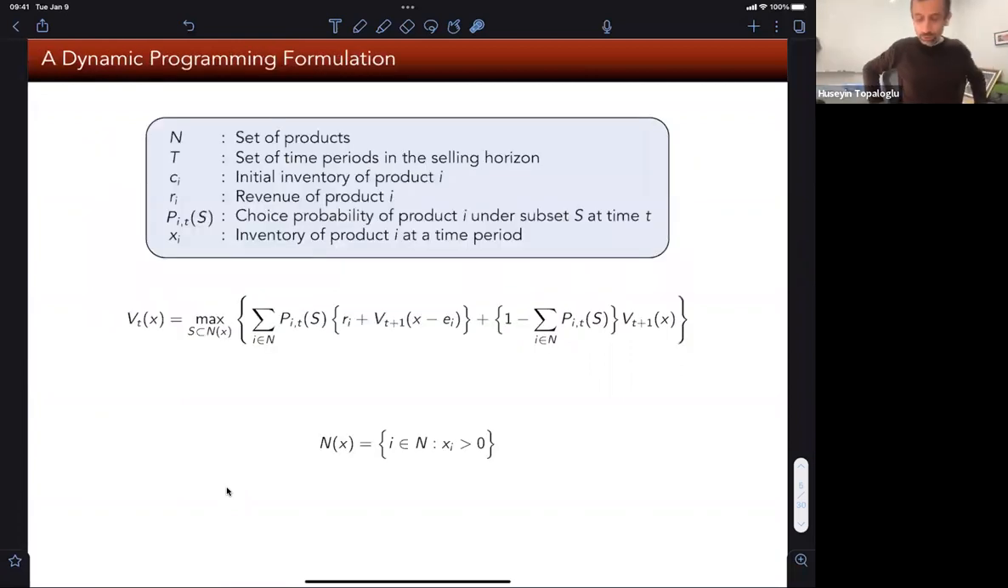So the first thing we're going to do is formulate this dynamic assortment optimization problem as a dynamic program. But again, it's going to turn out to be a high-dimensional dynamic program you won't be able to solve. Then we're immediately going to start looking at approximate policies.